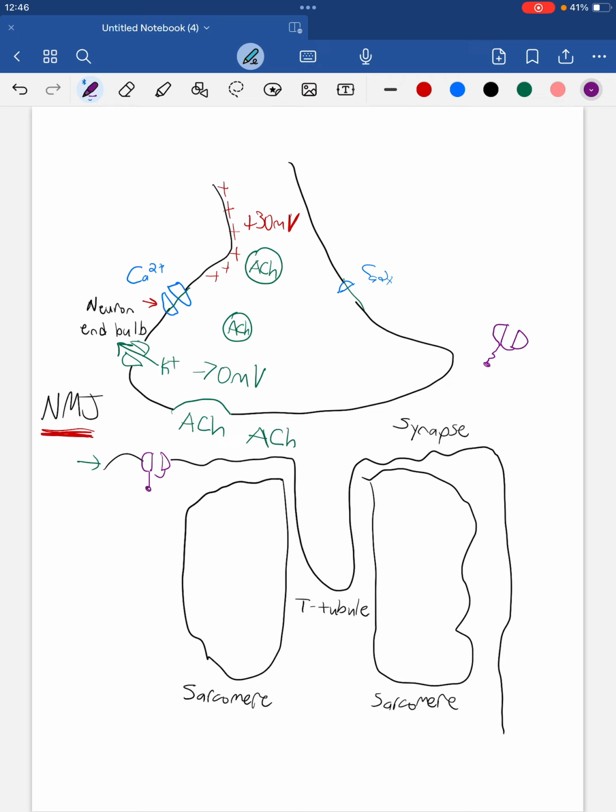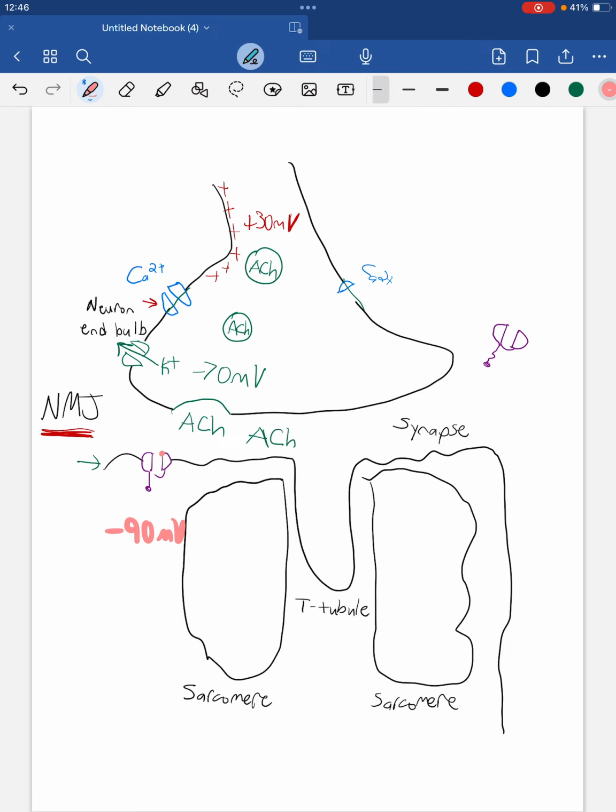So acetylcholine can bind to this channel here. Let's say our acetylcholine is this little pink dot. So now acetylcholine has bound there, and now this channel is going to open up. So at first this is at negative 90 millivolts.